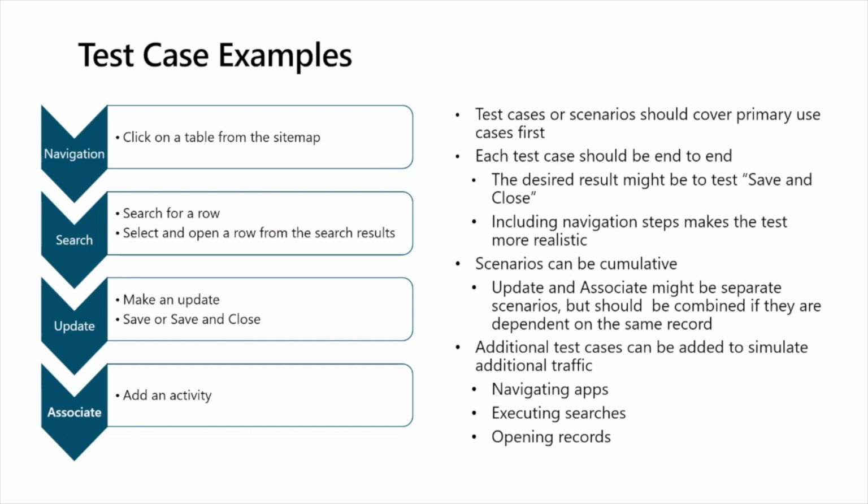Some test cases can be cumulative. For example, if test case 1 is to navigate, search, and update a record, and test case 2 is described as navigate, search, and create an activity for the same record, these tests can be cumulative. In a real-life situation, a user would not perform an action on a record, then start over to perform another action on the same record, or go back to a dashboard just to navigate back to the same list of records.